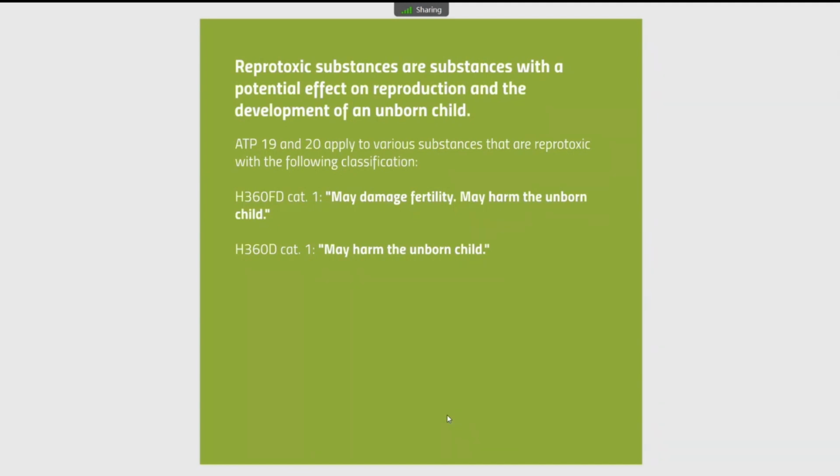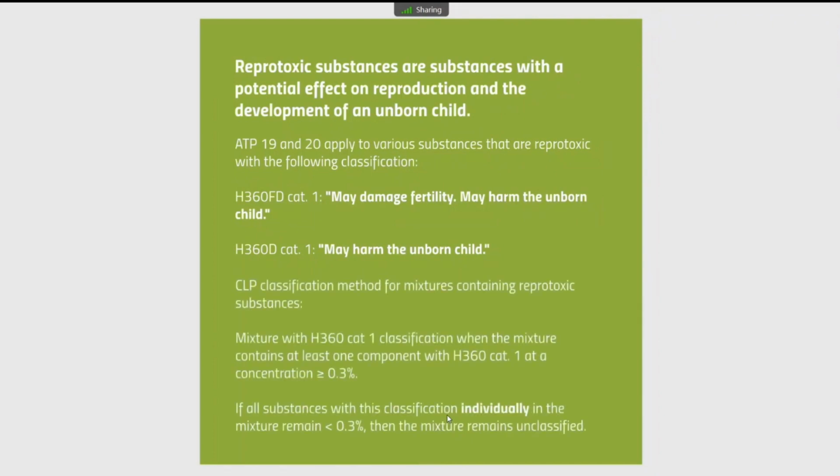They have the following classification. For reprotoxic substances, we have category 1 and 2. In this case, we're looking more at the reprotoxic substances of category 1. So H360FD category 1 has the hazard statement may damage fertility and may harm the unborn child. And we also have the classification of H360D category 1, may harm the unborn child.